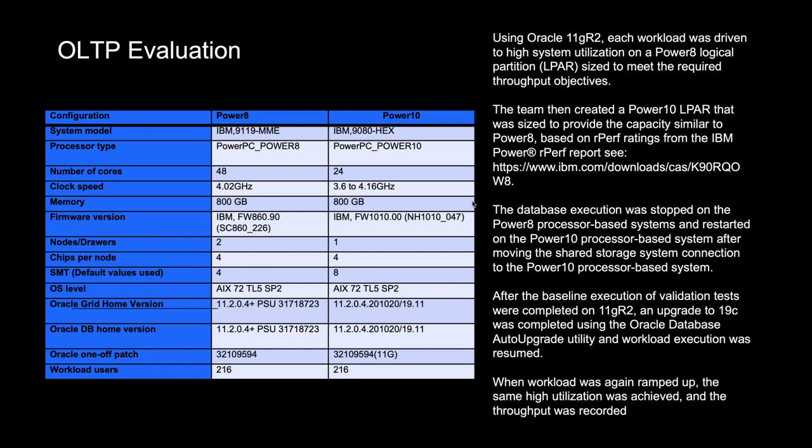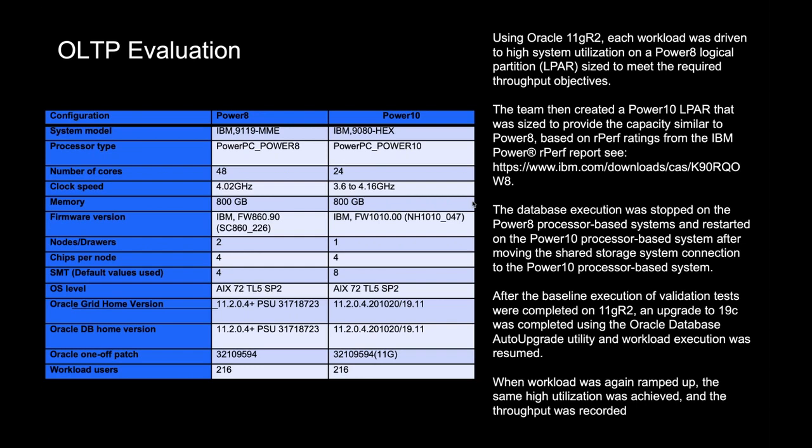So for illustration, these are the 2 machines we used. The Power 8 is the 870, 48 cores. And as you can see here, we did a rough sizing and evaluated that on our Power 10 we would only need 24 cores. And we crafted this Power 10 configuration. So as I said, 11GR2 was driven to full utilization at 48 cores. We implemented a Power 10 LPAR. We used our Power RPerf report to give us the estimate of 24 cores.